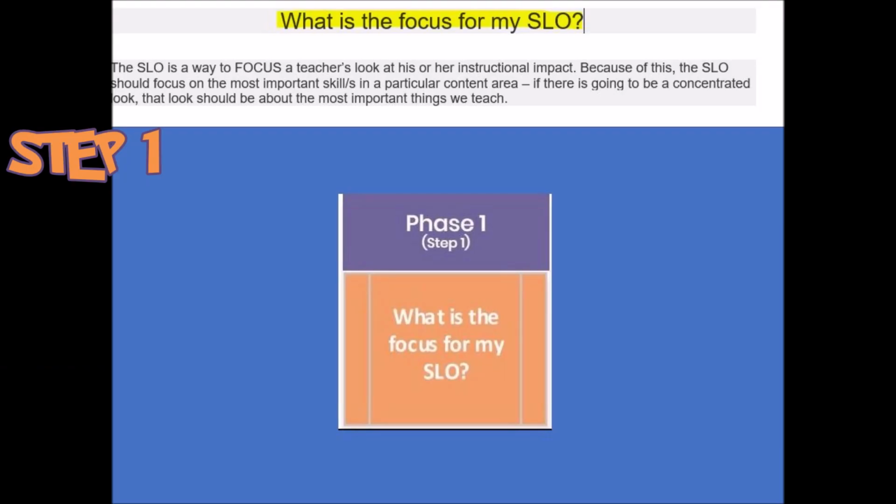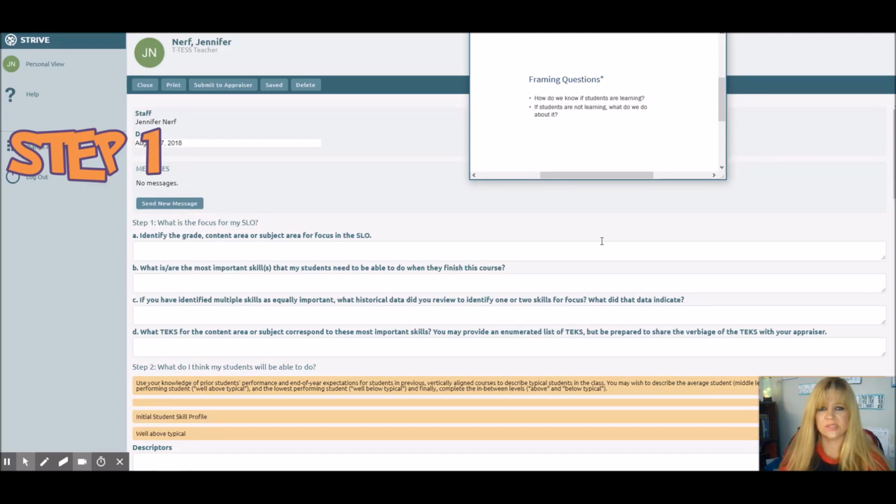Step 1 is about the focus. It's your look at your instructional impact. The SLO should focus on the most important skills in a particular content area. In order to get started with this entire process, what I would do is get with your team and really look at these two framing questions. How do we know what students are learning? And if students are not learning, what do we do about it?